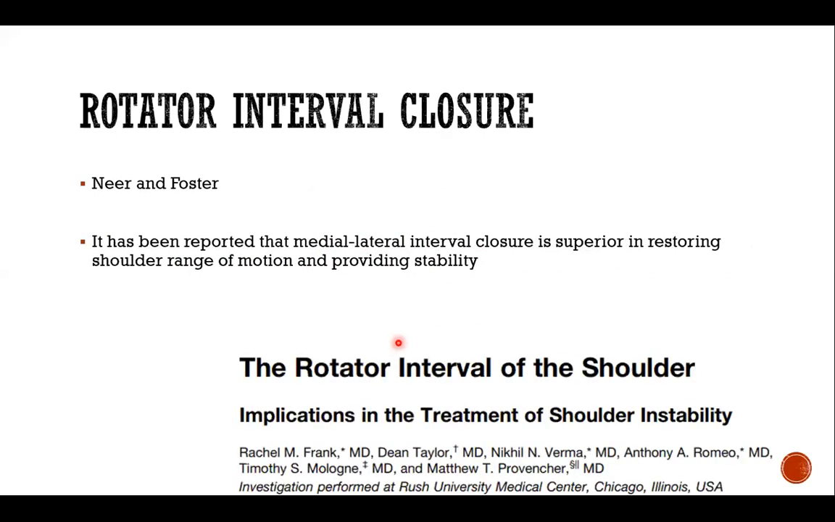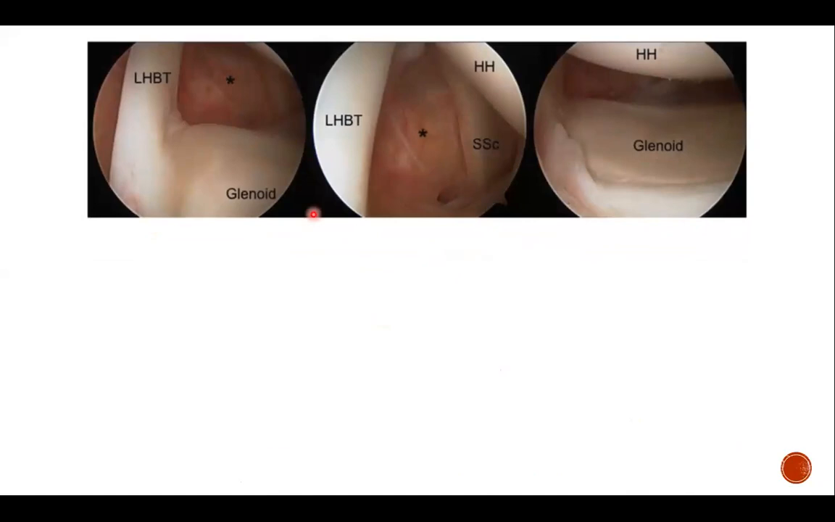One more procedure was the rotatory interval closure, again described by Neer and Foster. Here there are two different types of closure. It is either mediolateral or superior inferior. The open procedure, I'll come to that. So this is the arthroscopic image.